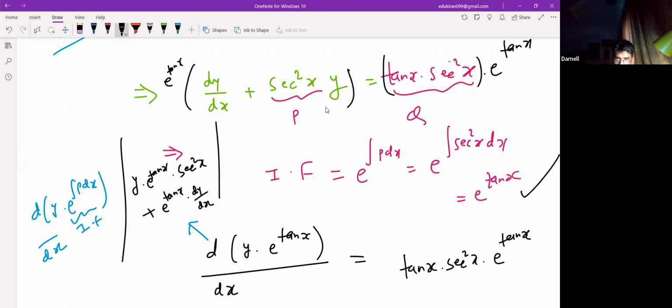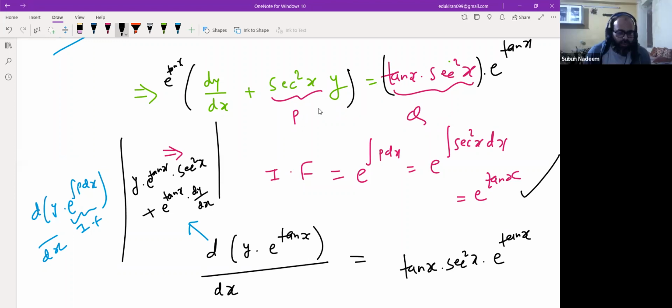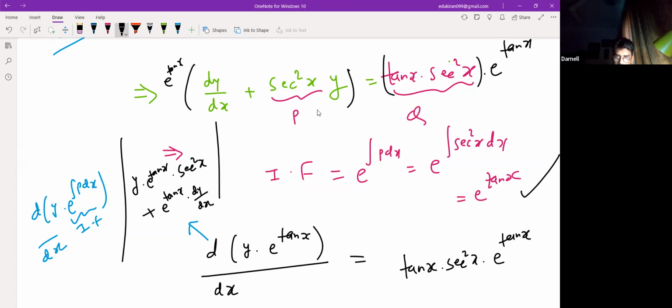So how did dy by dx plus sec square x change to y into e raised to tan x? So the step in green changed to the step in black, right?